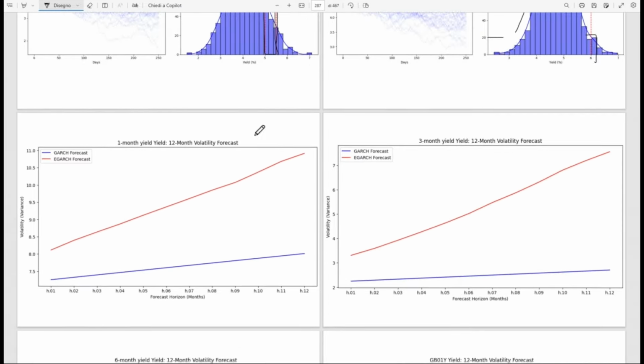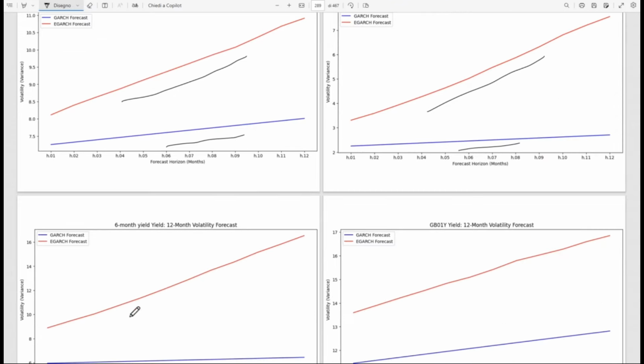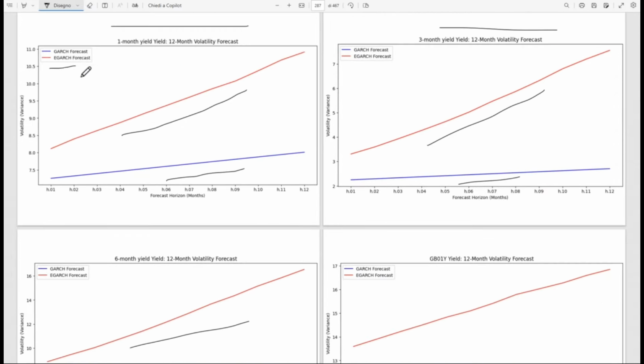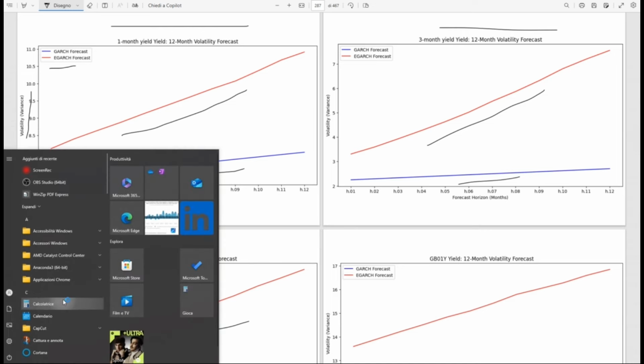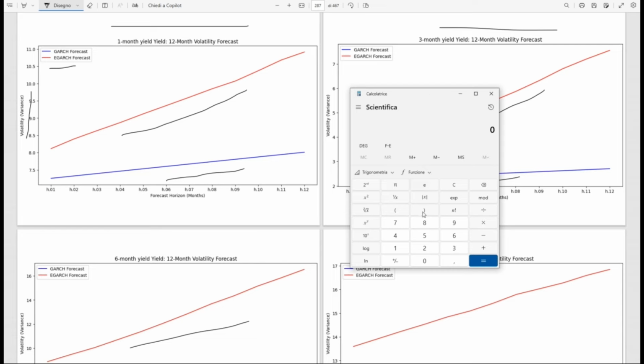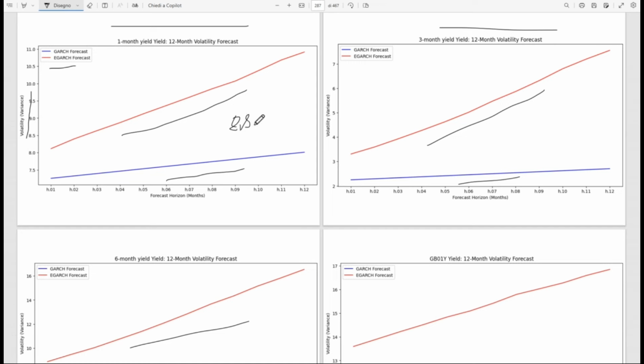Yeah, and this is basically the same model refined to see what can theoretically be the level of volatility in the next 12 months according to the GARCH and DGARCH model. And because this is the volatility of variance, we have to take the square root. So if we take the square root of 8 here for the 1 month, we'll have 2.83 sigma standard deviation. Okay, the GARCH model is more subdued, it doesn't have this upward steepening vol.